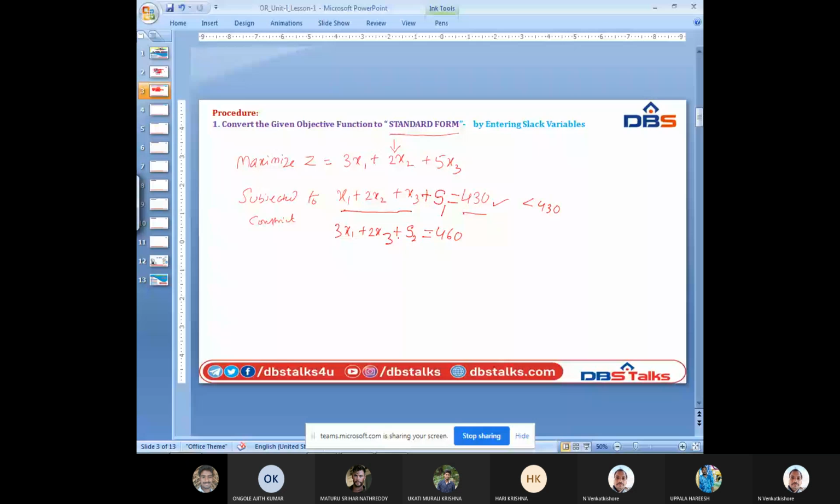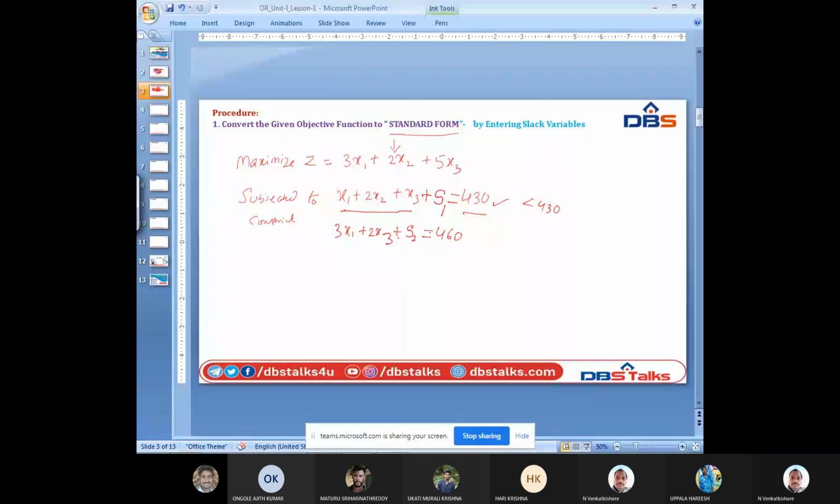And the third equation is x1 plus 4x2 plus a slack variable is equal to 420. So these are the three standardized form constraint equations. Now, based on the constraint equations, we have to write up the objective function. How are we writing it? For the given problem, the objective function is this, and the constraints are this.